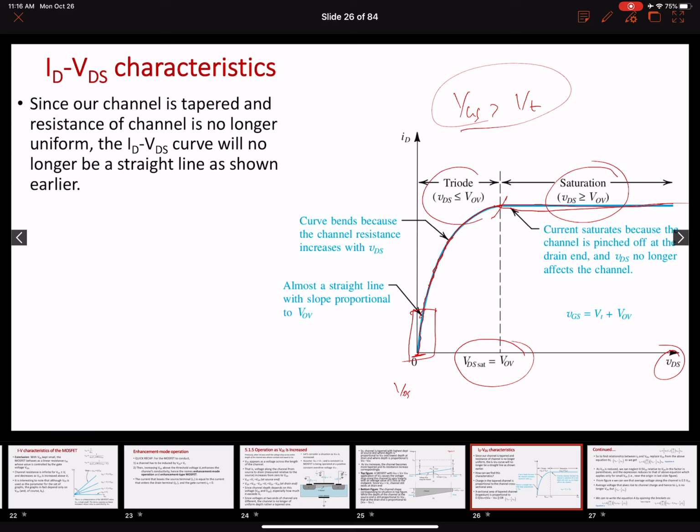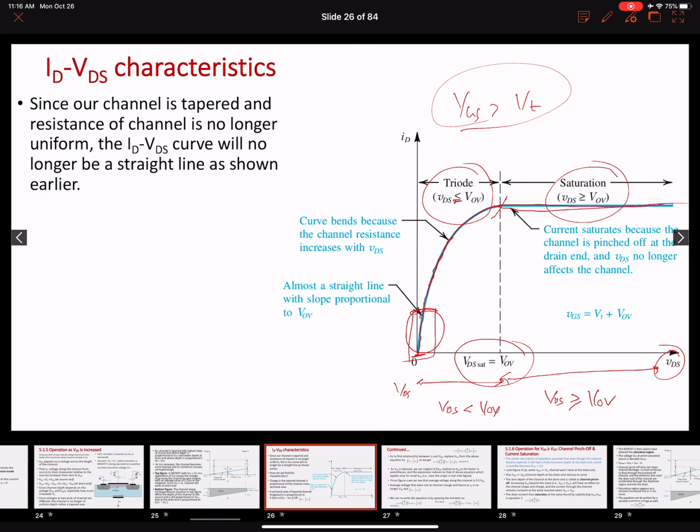This region is known as the triode region. This small region is also part of the triode region, but it is called so when the channel behaves as a linear resistance. So in this entire triode region, our values of the VDS are less than the overdrive voltage. And in this entire saturation region, our values of the VDS are greater than or equal to the overdrive voltage, right? So take these equal signs out from here. Okay, so this is good.